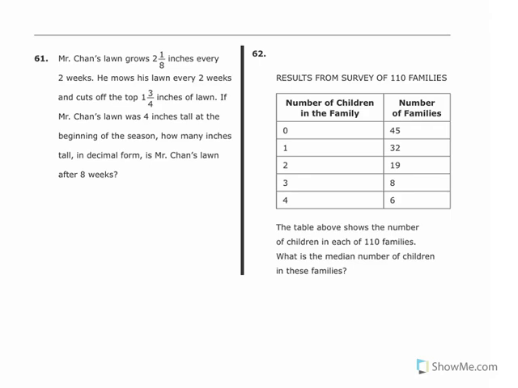All right, 61 should be a pretty easy one. It says Mr. Chan's lawn was 4 inches tall at the beginning of the season. Now it says it grows 2 1/8 inch every 2 weeks, and also every 2 weeks he's cutting 1 3/4. So why don't we just find the net difference here? It's growing 2 1/8, and then he's cutting 1 3/4. We should know 1 3/4 is 1 6/8.